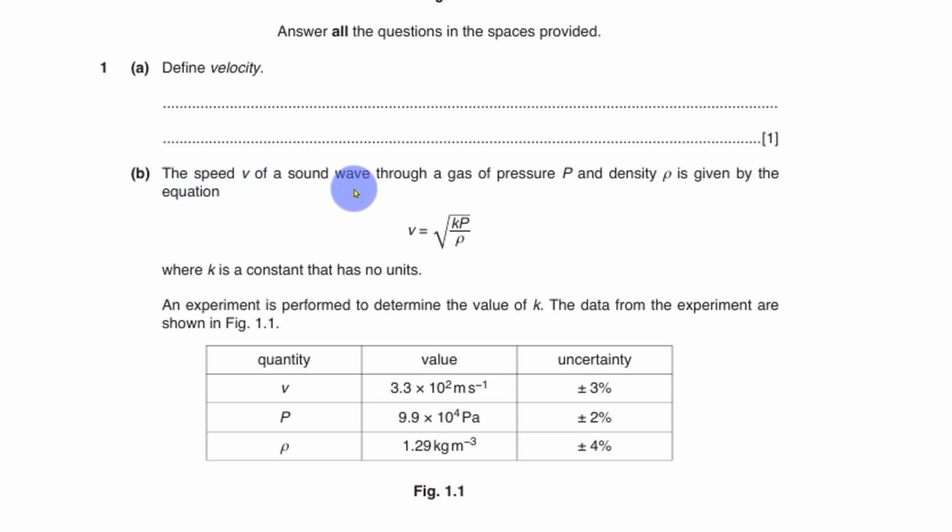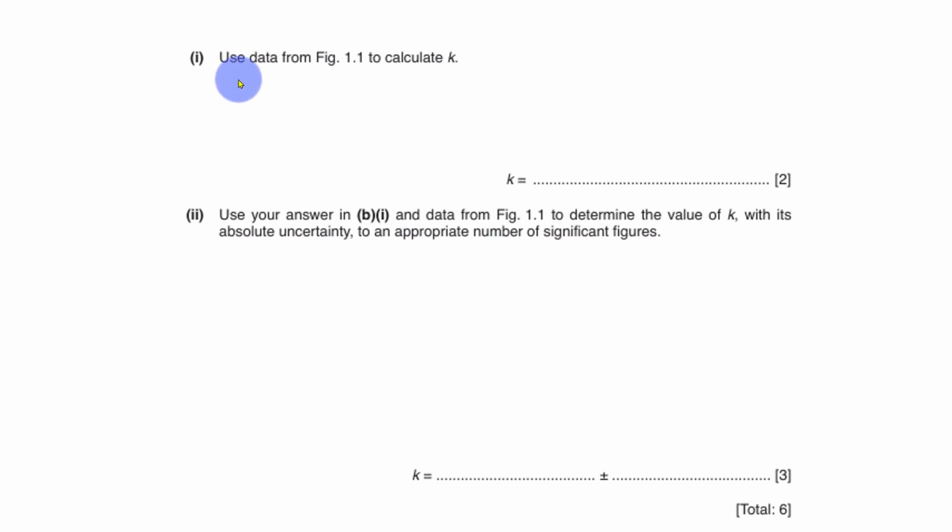The speed v of a sound wave through a gas of pressure P and density ρ is given by this equation here, where K is a constant that has no units. An experiment is performed to determine the value of K. The data from the experiment are as shown. So each physical quantity V, P and ρ are given with their percentage uncertainties. Now part 1 of B, you're asked to use the data given to calculate K.